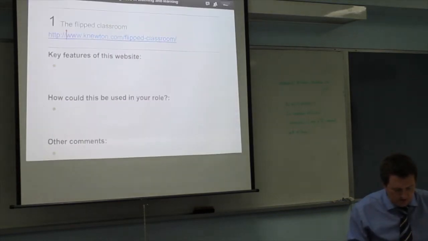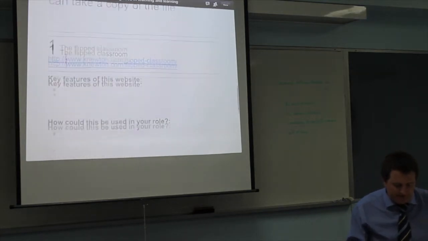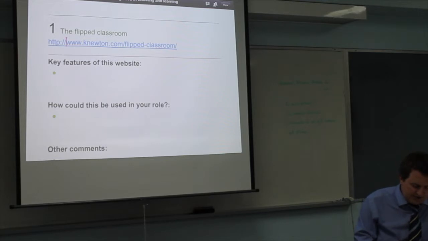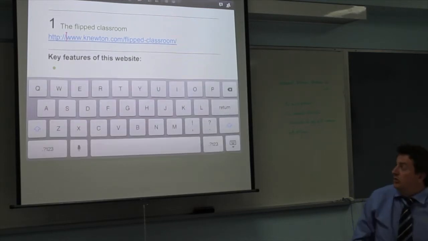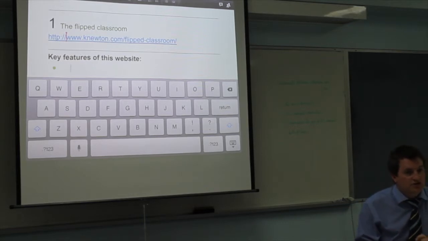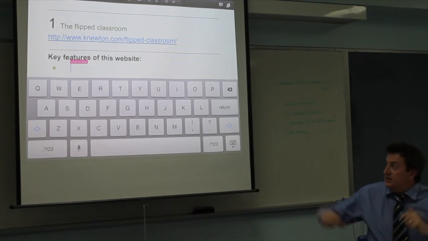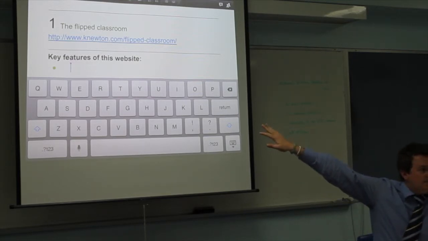But what I will get you to do, if you've got this on your page, on the first one, the flipped classroom, key features of this website, you'll see it's got a little green bullet. Can I get you just to type something in there? And just so I can show you how instant that is. So if I start typing, oh, there's Linda, so you'll see it's come up pink, so Linda's about to type.